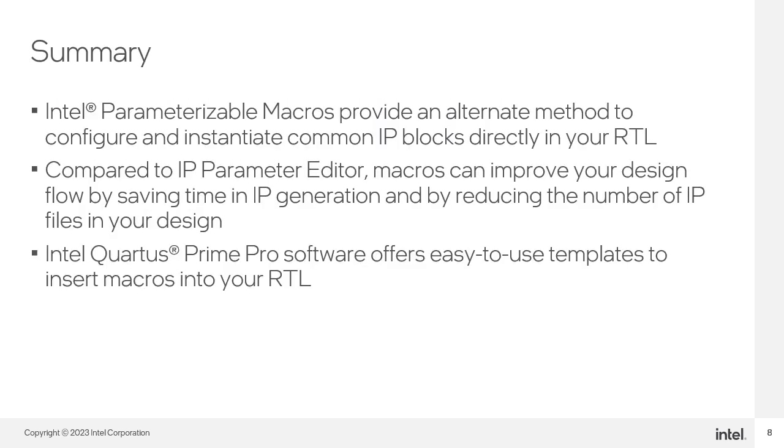In summary, Intel parameterizable macros provide an alternate method of configuring and instantiating common IP blocks directly into your design's RTL. Compared to using the IP parameter editor for these IP, macros can improve your design flow by saving time in IP generation and by reducing the number of IP files you need to manage for your design. Finally, templates in the Quartus Prime Pro software enable you to easily insert these macros into your Verilog HDL or VHDL code. This concludes the video.